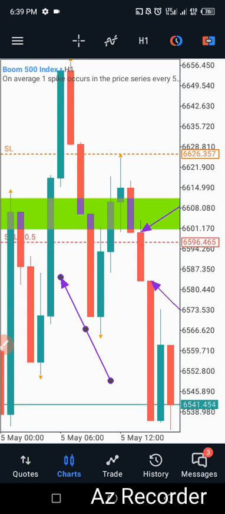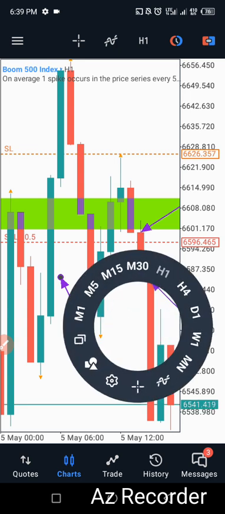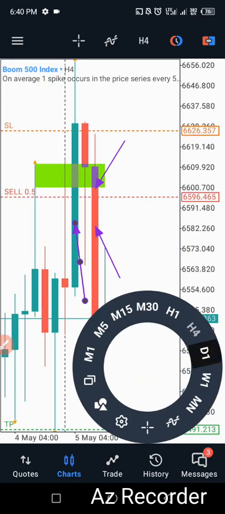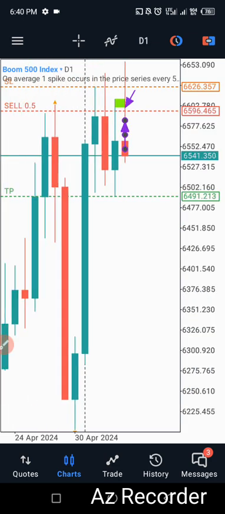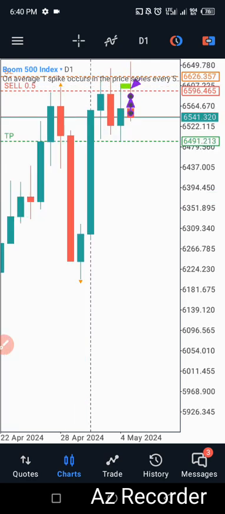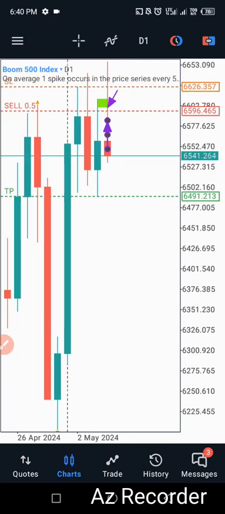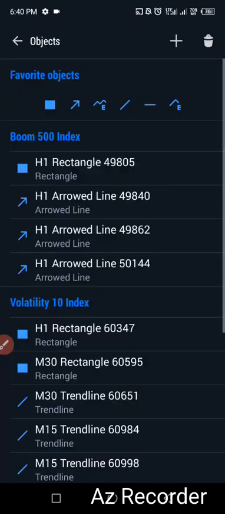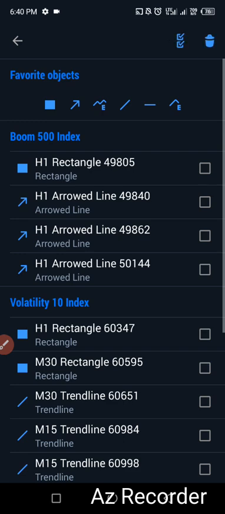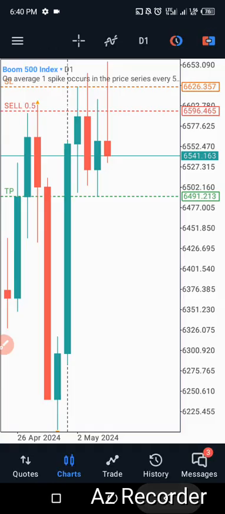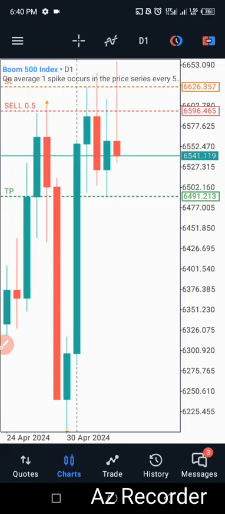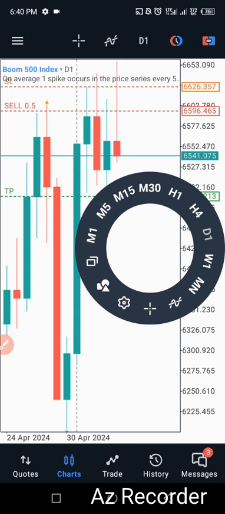The first thing we want to do is to go to the higher time frame like the 4 hour, and then check the daily and see what has been happening. If you notice on the daily time frame, let me just go ahead and delete everything on my chart so that you can see the chart clearly. Then you can notice that something very interesting has been happening over the past few days.